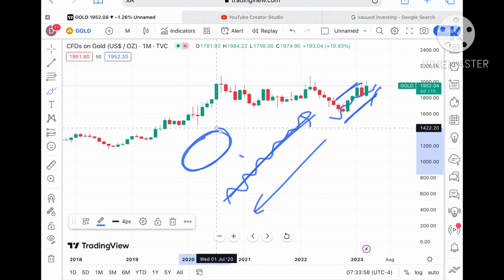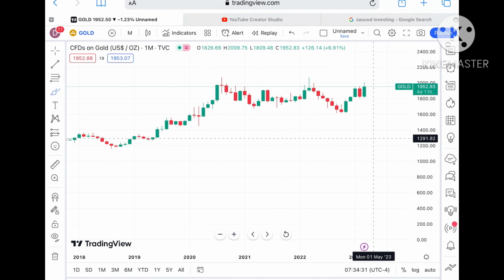Whether the profit goes to 2000 or 5000, you have to understand that if the market is volatile, you can wipe out your capital also if it comes into loss.